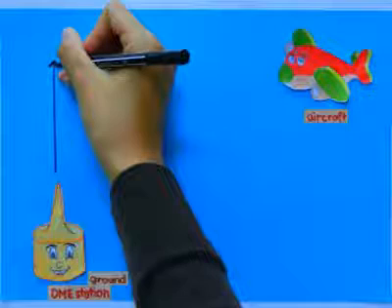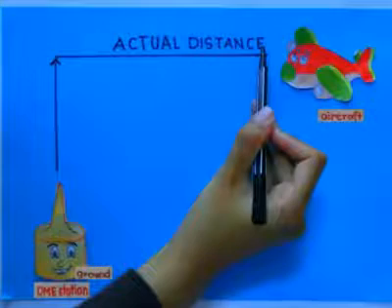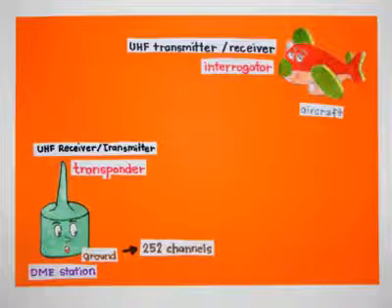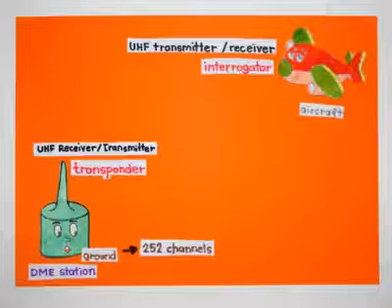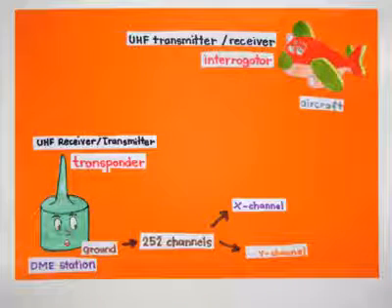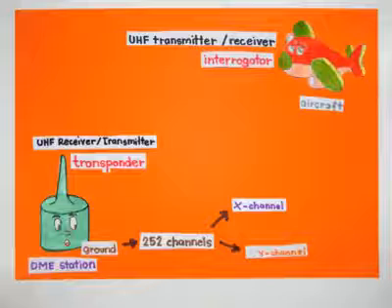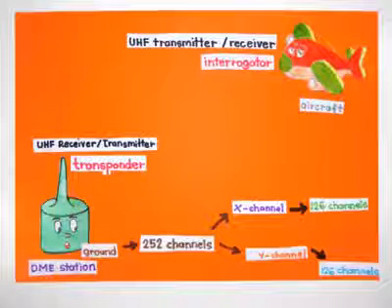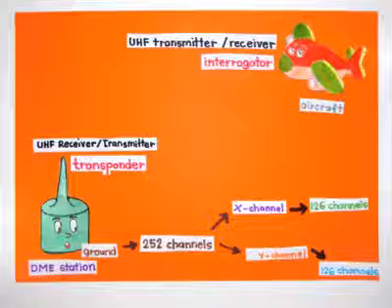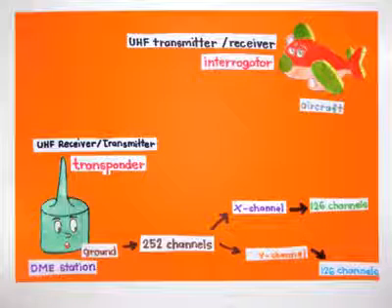DME is an aircraft system that measures the slant range distance from aircraft to a ground base station. The DME can transmit and receive on one of 252 channels, spaced at 1 MHz intervals. The channels are split into X and Y channels. Each has 126 channels. Each channel transmits and receives on frequencies that are spaced 63 MHz apart.